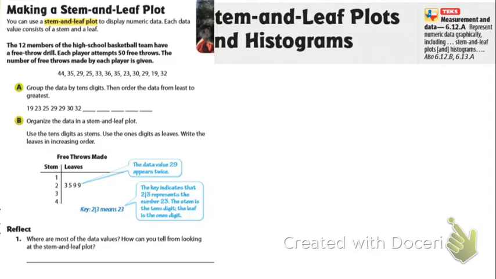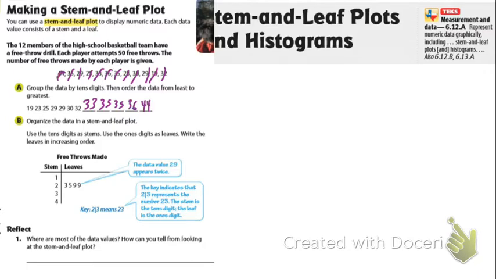So here, let's go and cross them out. That way we don't get them confused. We've already done 19, which is the smallest one. Next one is 23, 25, 29, 30, 32. Next one we have is 33. Next one we have is 35. We have another 35. And we have 36, and last we have 44.